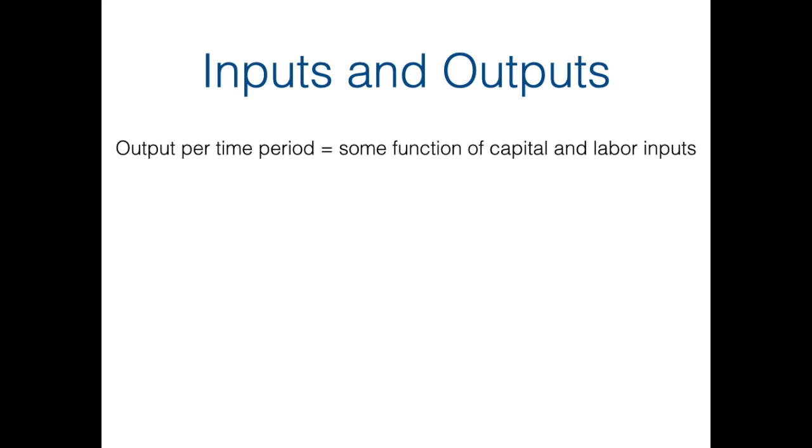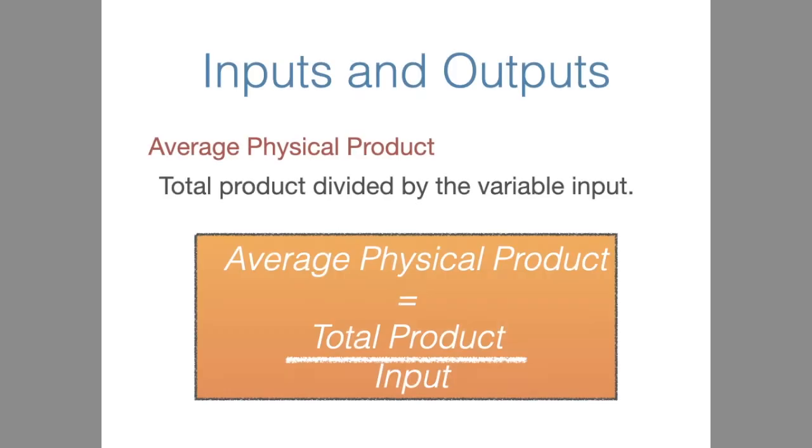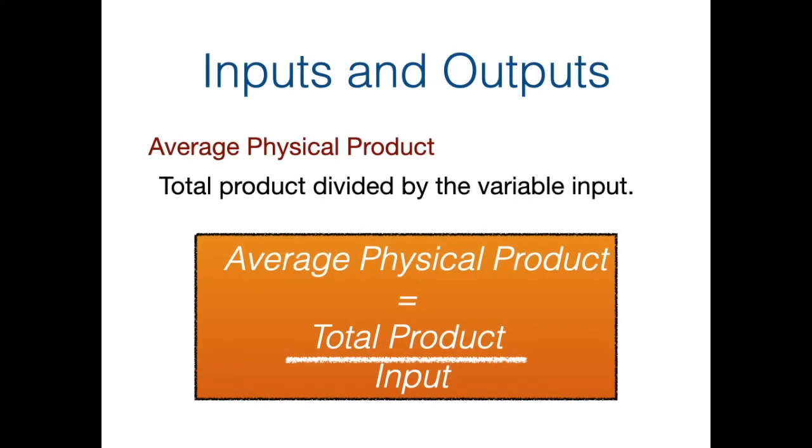Mathematically, this definition can be written as quantity of output is equal to the function of capital and labor. In this case, we define capital with a capital K and labor with a capital L. There are 2 additional definitions we will be using: average physical product and marginal product. Average physical product is the total product produced divided by the variable input.